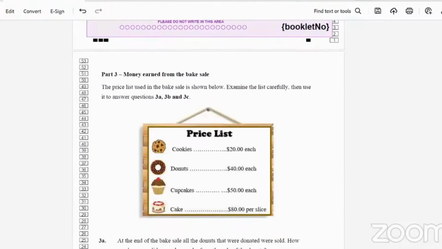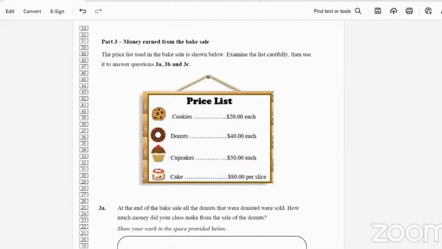All right, so let's get to the next question. Part 3. And of course, it's very important that you guys know how to read these questions and interpret them correctly so that you can answer correctly. Now, part 3, money earned from the bake sale. The price list used in the bake sale is shown below. You're going to examine the list carefully, then use it to answer questions 3A, 3B, and 3C. Okay, so here's the price list. Cookies, $20 each. Donuts, $40 each. Cupcakes, $50 each. And cake, $80 per slice.